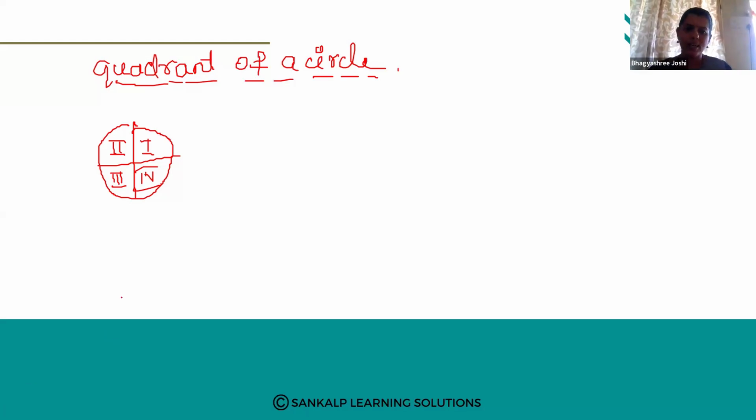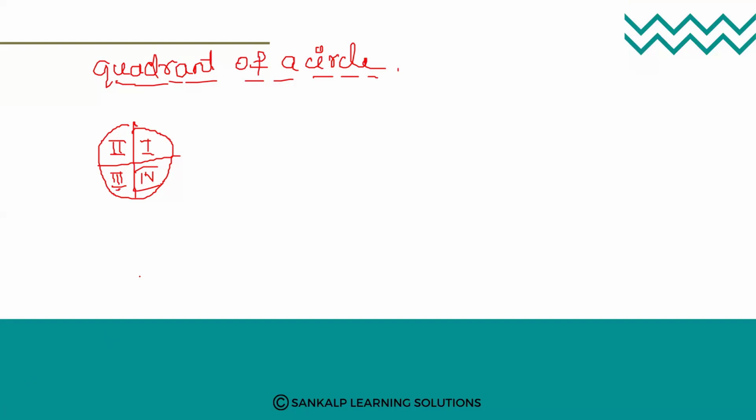So quadrant of a circle. This is first quadrant and this is second quadrant. This is third quadrant and this is fourth quadrant. Next, first quadrant means what? 1/4 part of the circle is first quadrant, right? And second quadrant means what? It is also 1/4 part of the circle. And third quadrant means it is also 1/4 part of the circle.